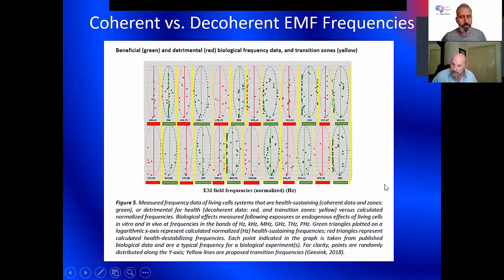Here's a mathematical plotting of a bunch of studies showing beneficial and negative, or constructive or deconstructive, effects in biological systems based on coherent or decoherent. Obviously, you can see the red is the decoherent, green, and then the yellow is the transition states, which kind of depends on different things. But the point is this is our basis for research on why they're important.